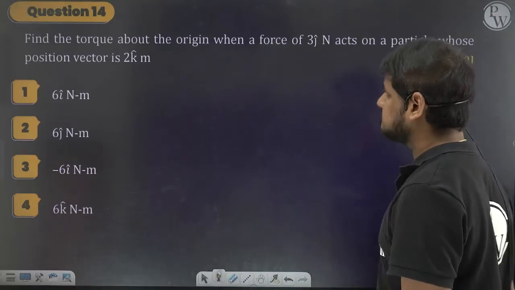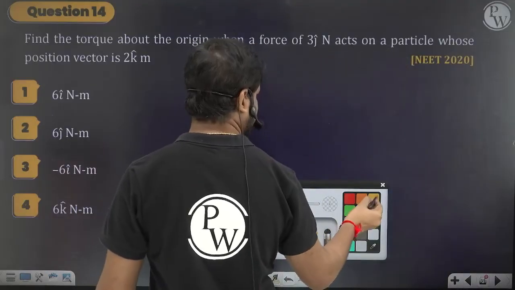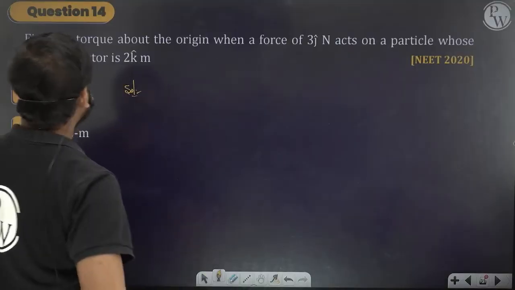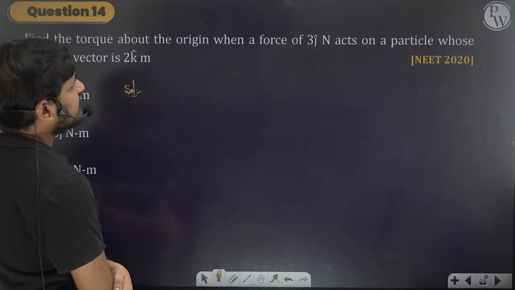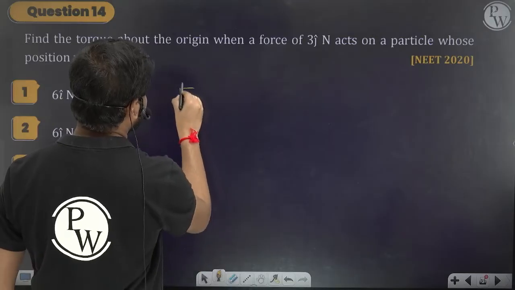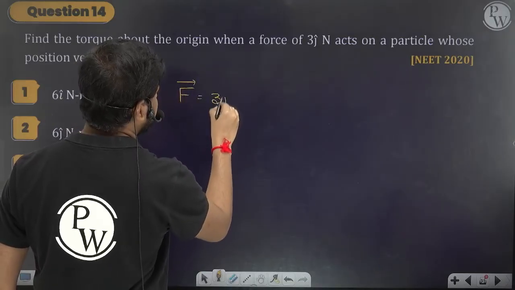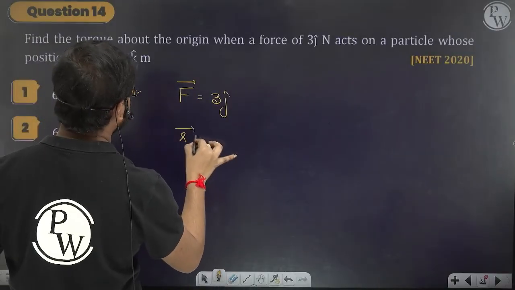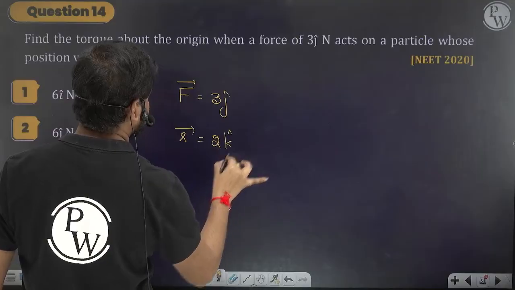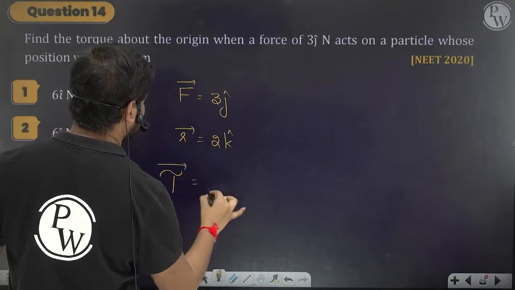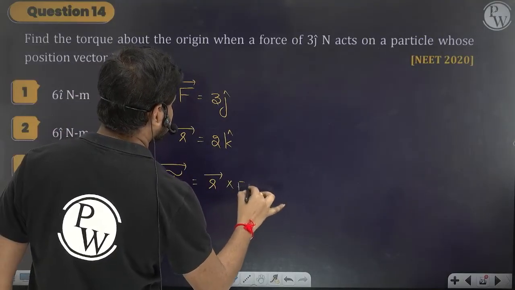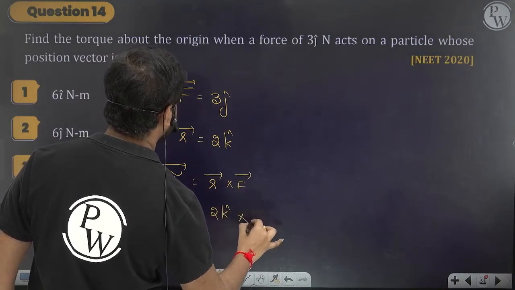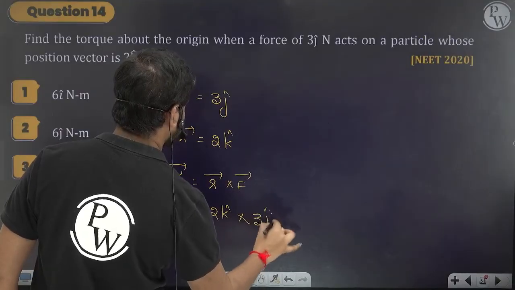So do that. Next, the 14th question, NEET 2020. Find the torque about the origin when a force, the force vector, is given as 3 j cap newtons, and it acts on a particle whose position vector r is also given, 2 k cap. Then the torque will be equal to what? R cross F, right? So what is R cross F? R is 2 k cap cross 3 j cap, so 2 into 3, 6.